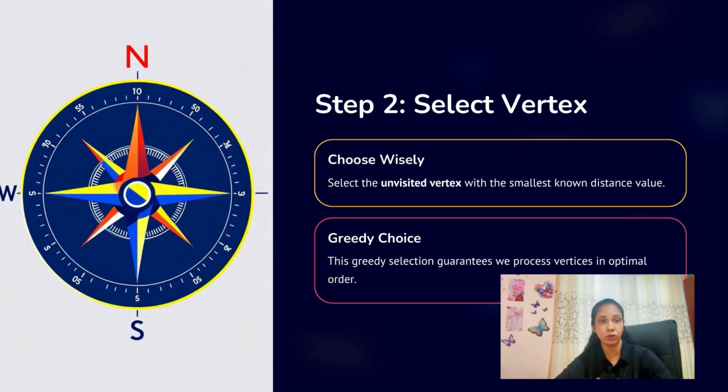Then step 2. Select vertex. Next, we select the unvisited vertex with the smallest distance. This is the greedy choice. By choosing the smallest distance each time, the algorithm ensures correctness.